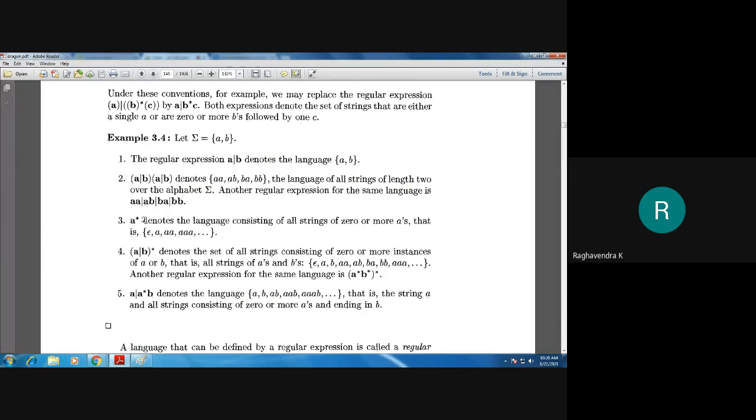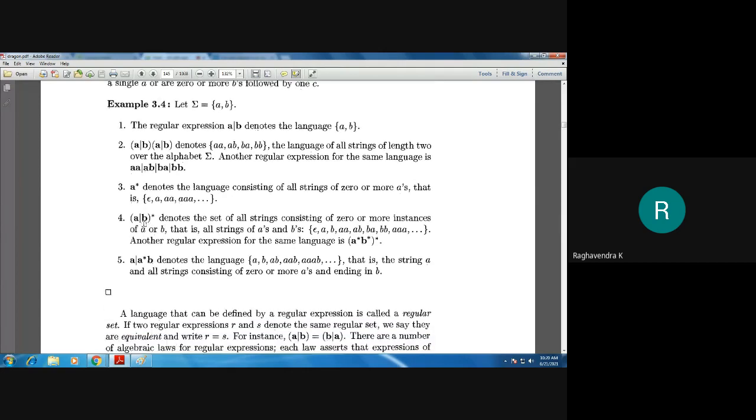What is a star? a star means zero or more occurrences of a. We are already familiar with this. So including epsilon, we can have any number of a's, right? So what is (a | b) whole star?